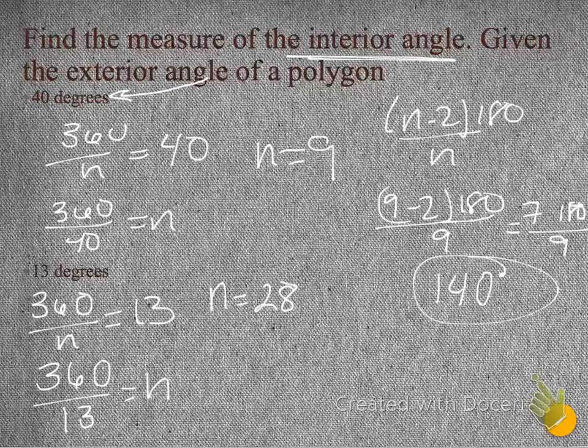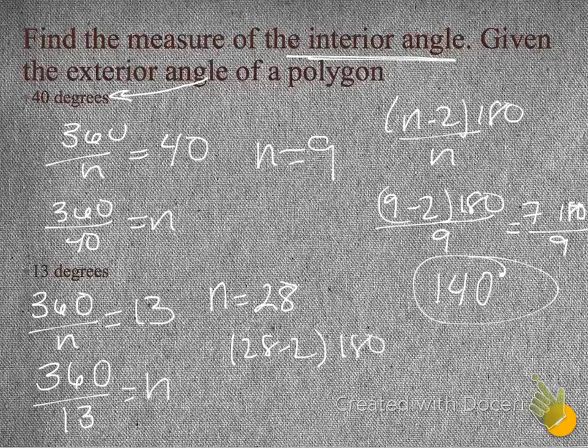So I have the number of sides, but I want one interior angle. So we're going to do 28 minus 2 times 180 divided by 28, so 26 times 180 divided by 28, so one interior angle is 167 degrees.